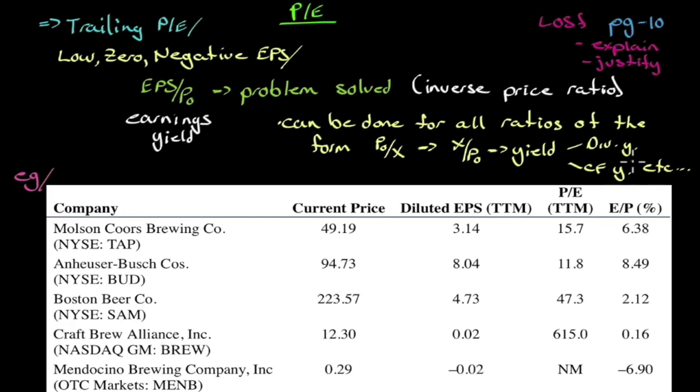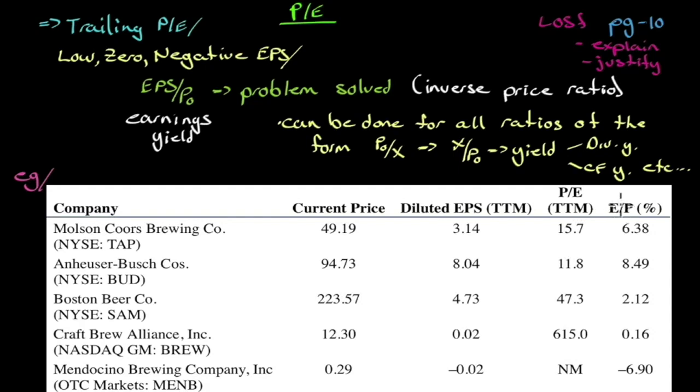So let's look at an example of doing this. We have some beer companies here: Molson's, Anheuser-Busch, Boston Beer, Craft Brew Alliance, and Mendocino Brewing Company. We have their current prices, their diluted EPS trailing 12 months, so we have a trailing 12 months PE. 15.7, 11.8, 47. Look at this one, 615. And this one is just not meaningful because it's negative. If we were going to rank these in PE order, the Craft Brew Alliance has the highest PE, and Anheuser-Busch has the lowest PE, with one that's not meaningful at all. So this is hard to work with.